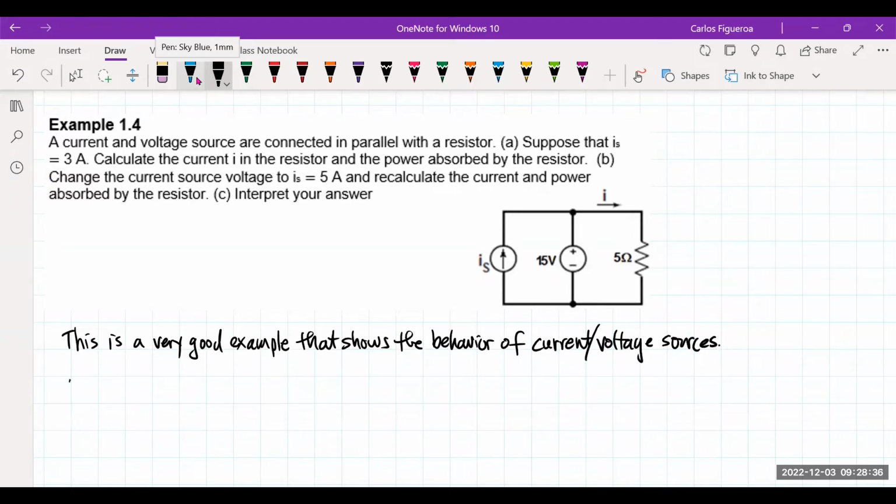Okay, so we're going to start off with this one here, and this one says that the current source starts off at 3 amps. So then the question that we're asking: what is the current / power of the resistor?